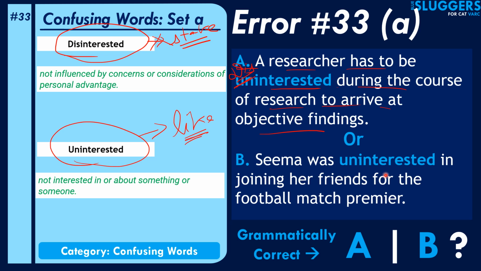Second sentence: Seema was uninterested in joining her friends for the football premier match. In this case, we are talking about the liking or not liking of Seema, so obviously the word uninterested does make sense. That makes sentence B correct and sentence A incorrect. Let's go to the next set now.